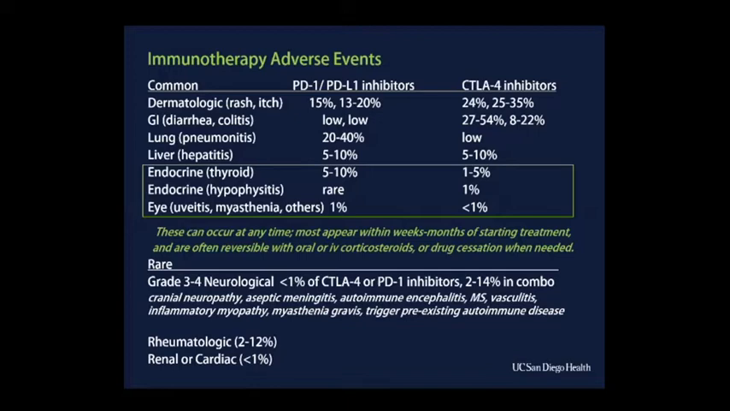So endocrine, we have the thyroid, we have pituitary with hypophysitis, and then we have several that can happen with the eye itself, with uveitis, myasthenia, and others. I included the rare grade 3 and 4 neurologic down here, but I'm going to focus on ones that we're more likely to see on our neck CTs and MRIs.